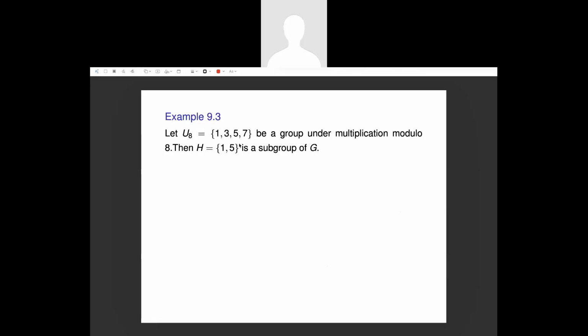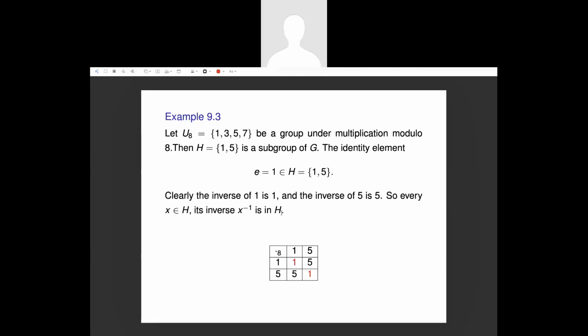So 1 is self-inverse and 5 is also self-inverse. So this means H equal to {1, 5} is a subgroup of the group G. The identity element 1 is there, and clearly the inverse of 1 and the inverse of 5 are in H, so every element x belongs to H. By the Cayley table we can show that the identity element is there, and the inverse of 5 is equal to 5, the inverse of 1 is equal to 1. So clearly this set H equal to {1, 5} is a subgroup of G.